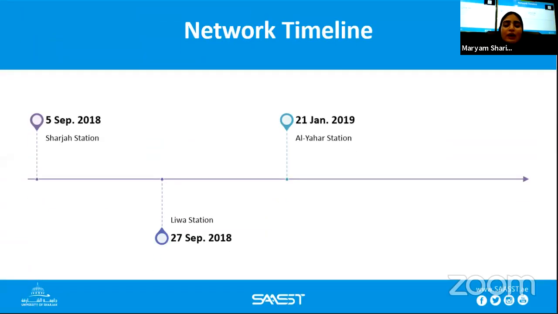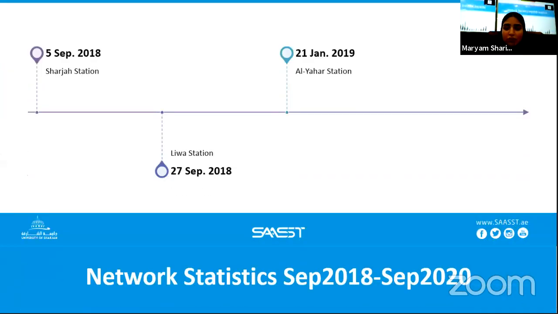Okay, so here you have the network timeline. As you can see, the 3 towers were not installed at the same time. For example, the first tower was installed on the 5th of September 2018, in the Sharjah location, and then we had Liwa station on the 27th of September 2018. That's for 2018. In early 2019, the 3rd tower in Al Yahar joined the network. So we have a different timeline for each tower.